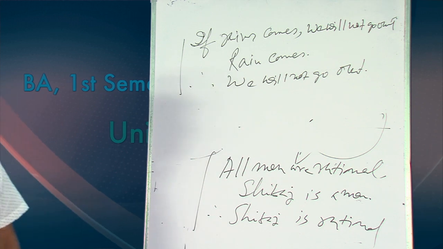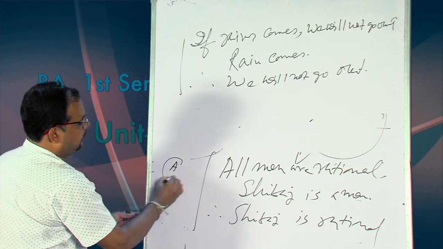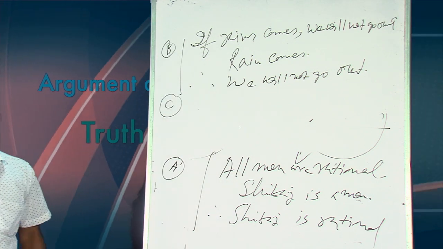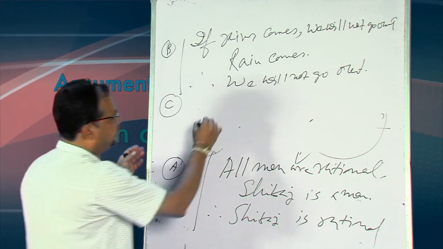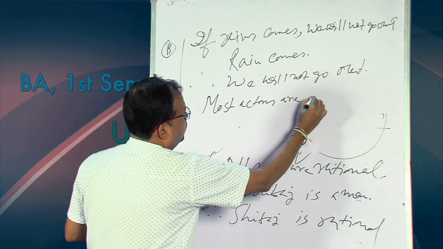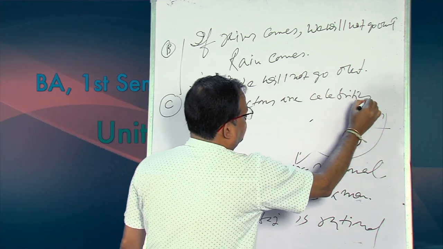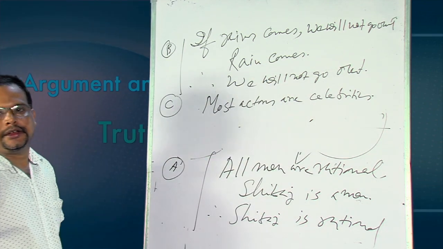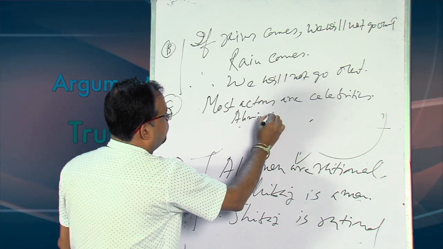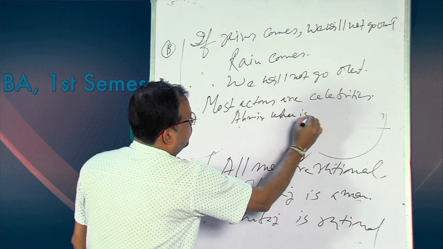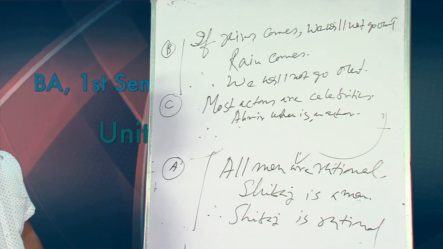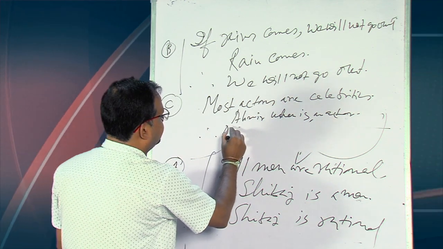So again you take another example, that is A, it is B, and another example that is C. You can take: most actors are celebrities, and Amir Khan is an actor, therefore Amir Khan is a celebrity.